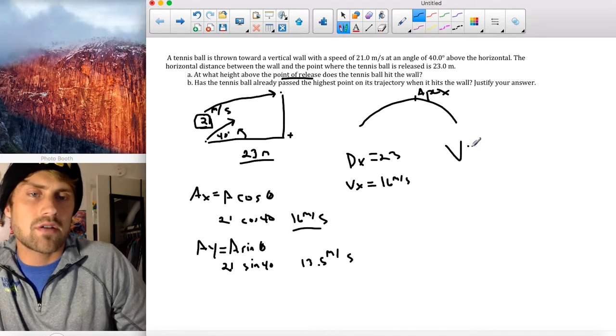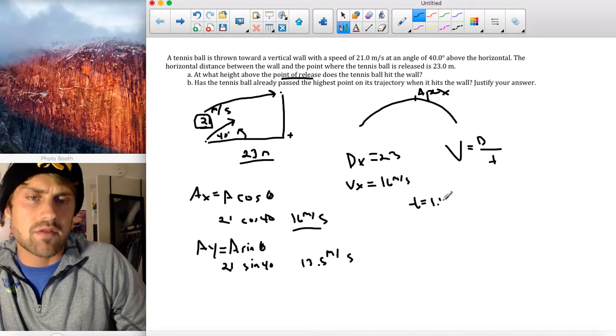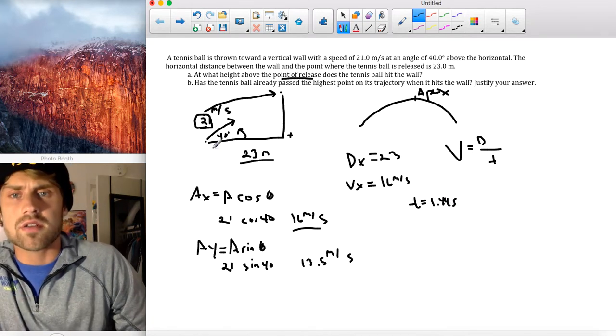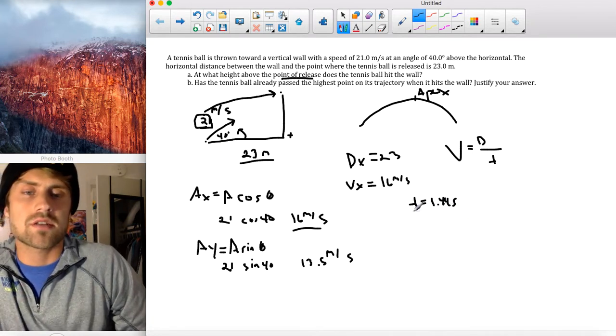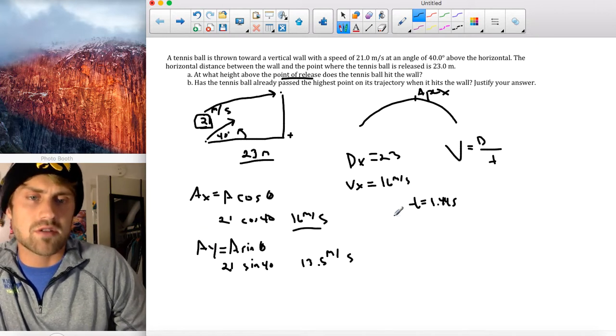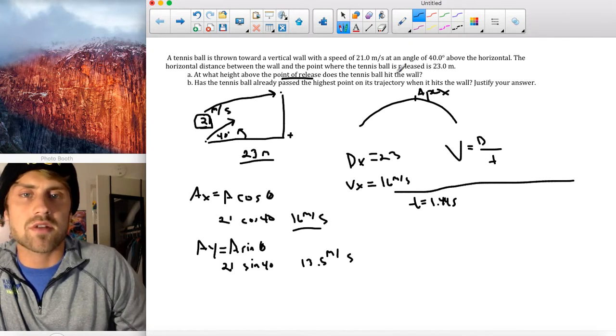And we all know that v is equal to d over t. So if I take my distance divided by my velocity, I get a time. And the time I get is 1.44 seconds. And we talked about today how time is going to be the same for both x and y, so I can bring that over when I'm solving for things in the y part. So at what height does the tennis ball hit the wall?